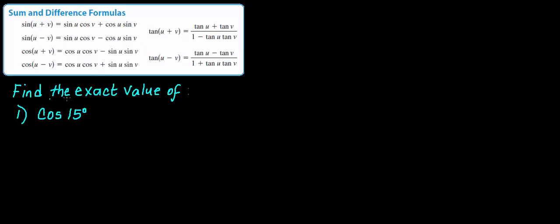It says, find the exact value. This is important. Exact value means no decimals. It means you leave the answer expressed as a fraction. If it were a fraction, you leave it expressed as a square root. If it were a square root, etc. So from the values we know about from our unit circle, we do not know 15 degrees.